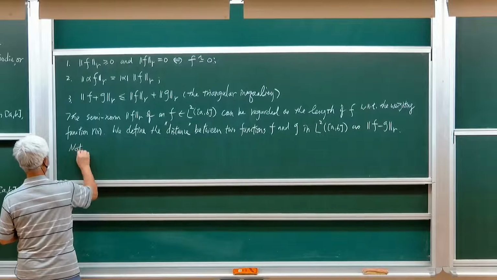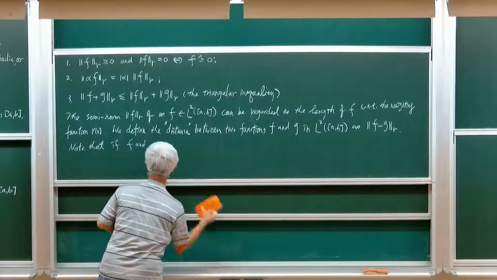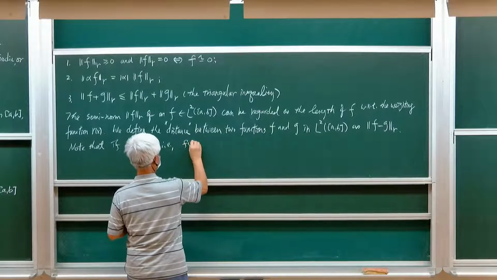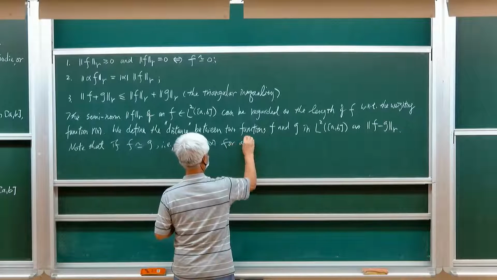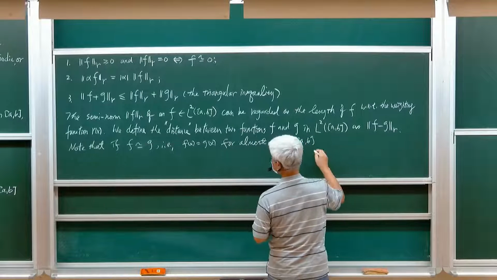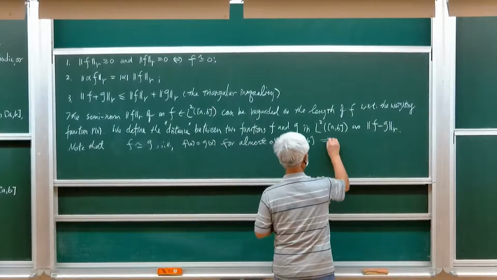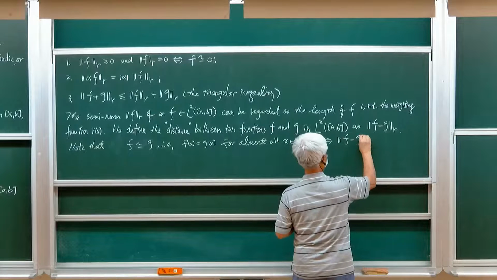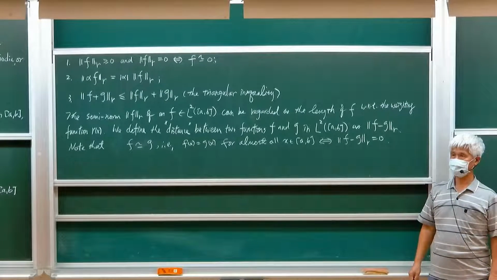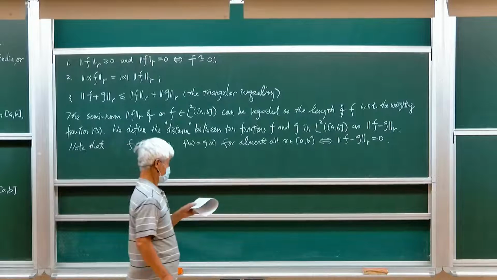So note that f is equal to g, i.e. f of x equals g of x for almost all x in AB, if and only if their distance is 0. Any questions? Okay, that's good.